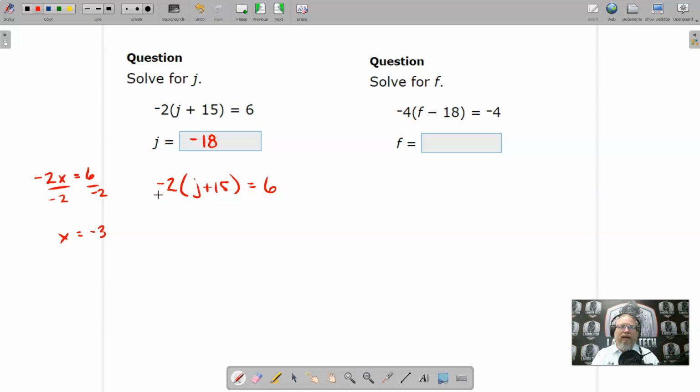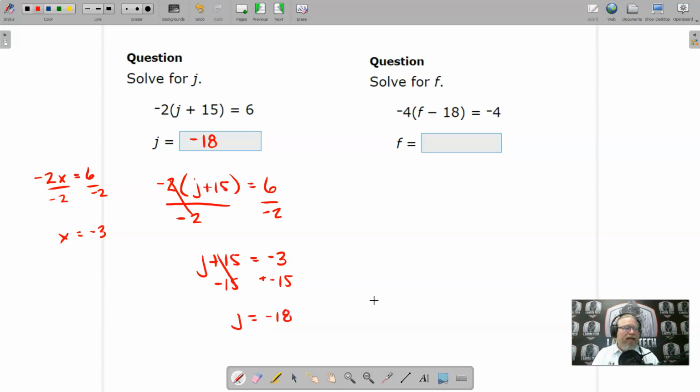So notice I have negative 2 times the quantity of j plus 15. Well, j plus 15 is a quantity that is being multiplied times negative 2. So I can go ahead and divide by negative 2 at this point right here. The negative 2s will cancel each other, leaving me with j plus 15. And 6 divided by negative 2 is going to be negative 3. And now, whenever I subtract 15 from each side, actually I'm adding a negative 15, correct? So those are going to cancel each other, leaving me with j, and negative 3 plus negative 15 is going to be negative 18.